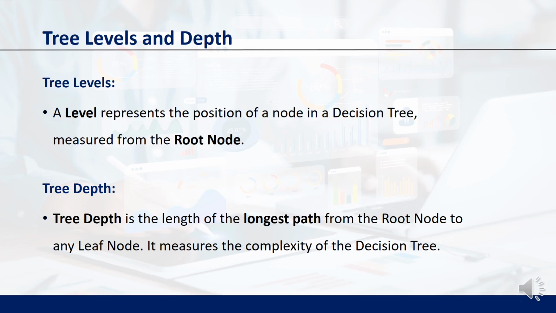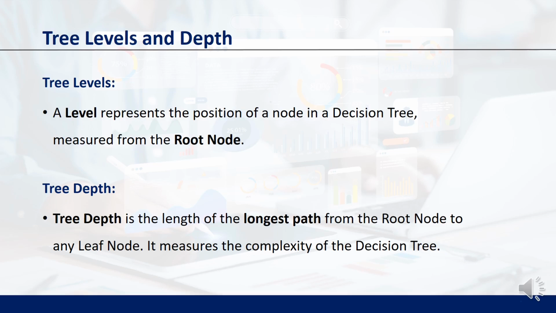Now let us understand tree depth. The tree depth is the length of the longest path from the root node to the leaf node. For example, if the longest path contains 4 edges, the depth is 4. Depending on convenience, it is used in implementation.